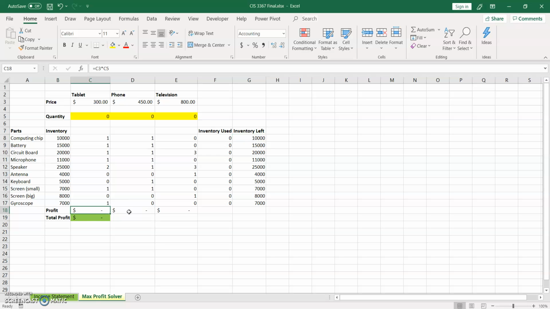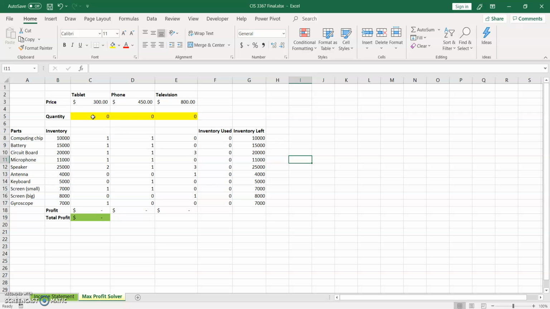Then we've got the total profits per product, which would be the price times the quantity. And then we've got the total profit for all the products, which would be just adding up all the total profits per product. So Solver can help us maximize this number right here, total profit. It helps us to see, with what we're working with, what would be the best and optimal use of our inventory, where we make the most profit.